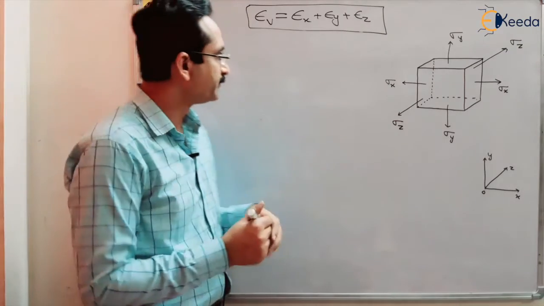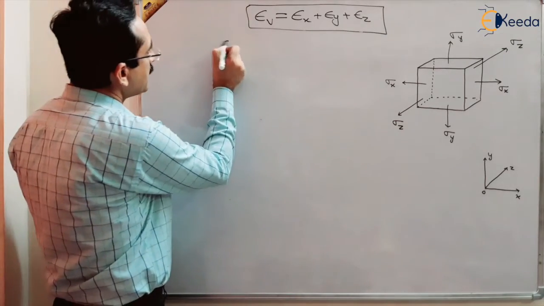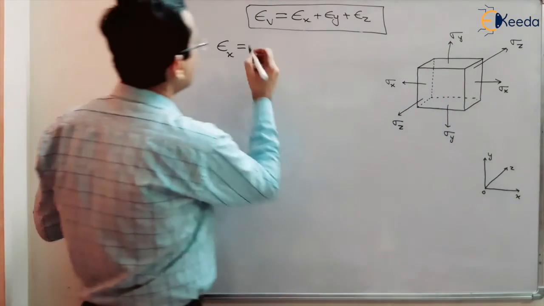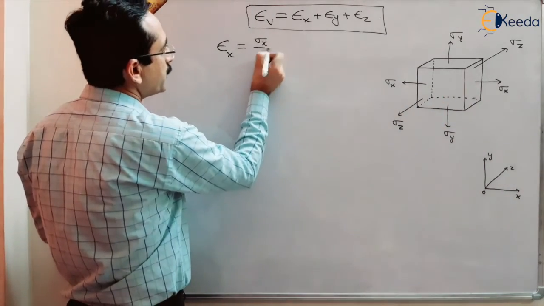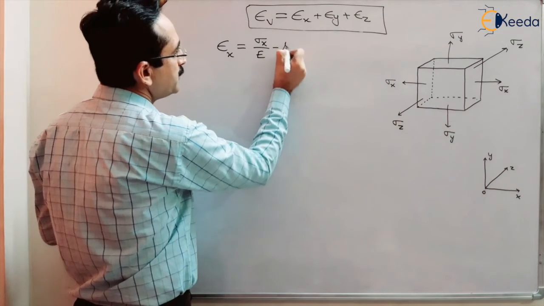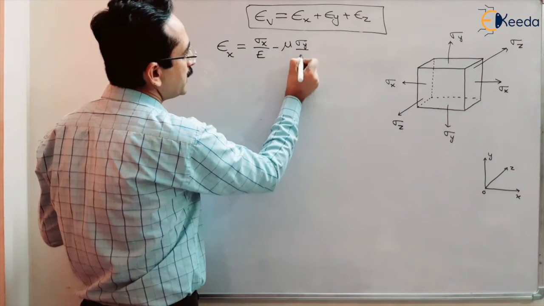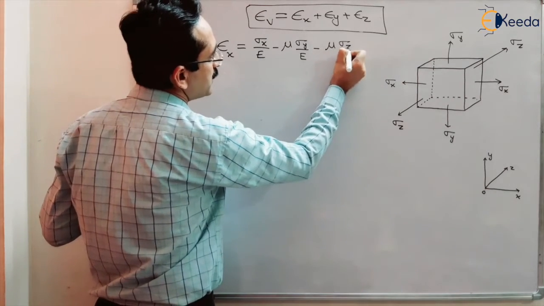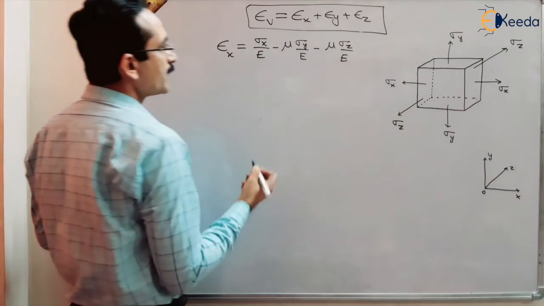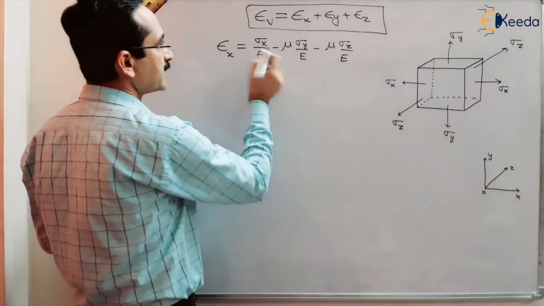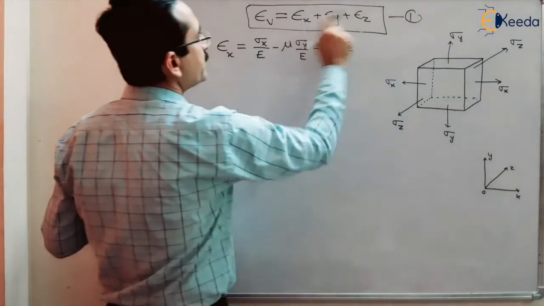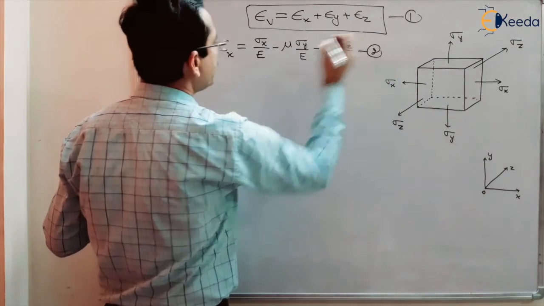We have derived that the strain in x direction in terms of stresses and Poisson's ratio is given as sigma x upon E minus mu sigma y upon E minus mu sigma z upon E. This is the strain in x direction, right? Suppose this is our main equation and this is the second equation.